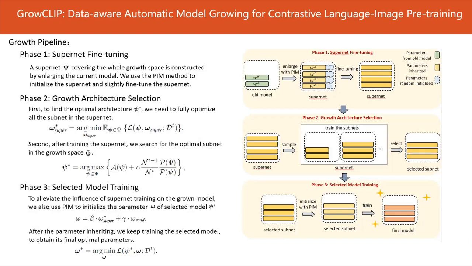Second, after training the supernet, we search for the optimal subnet in the growth space, considering the performance and model size. At phase 3, to alleviate the influence of supernet training on the grown model, we also use PIM to initialize the parameters of the selected model, and we keep training the selected model to obtain its final optimal parameters.